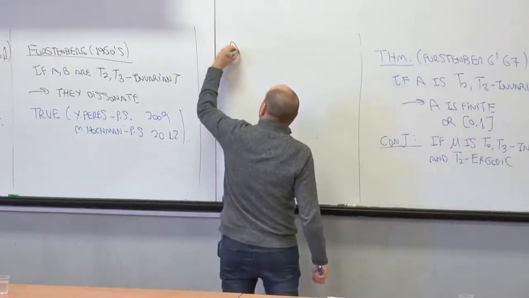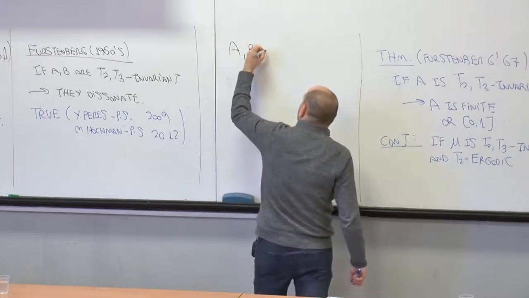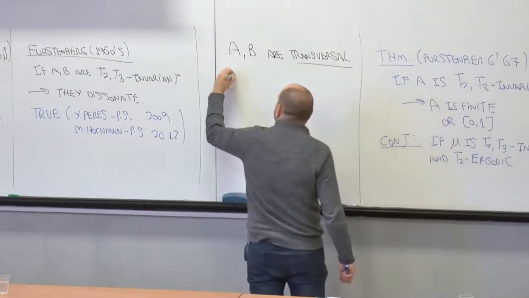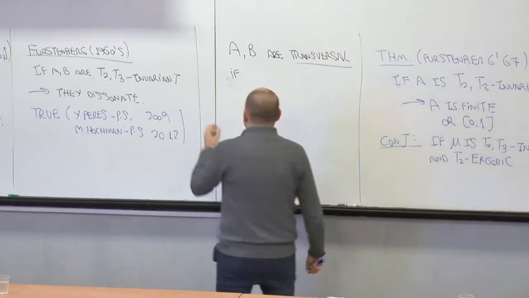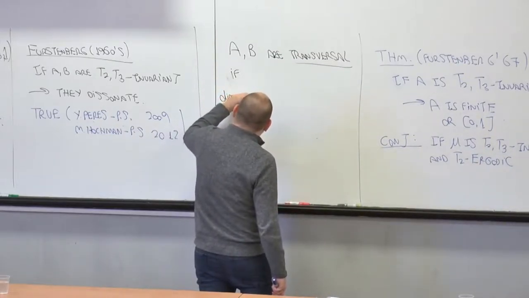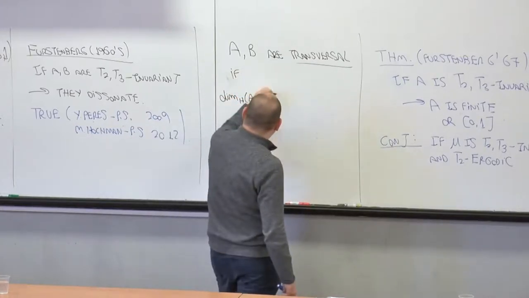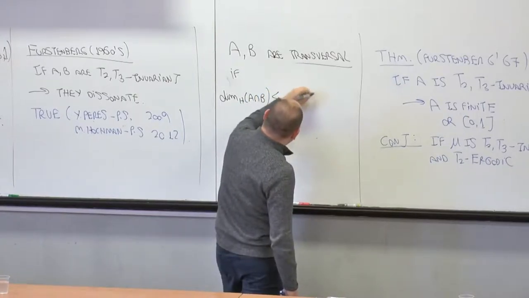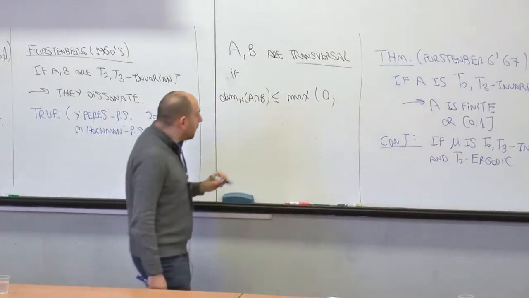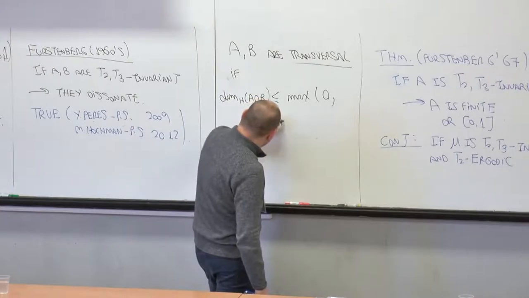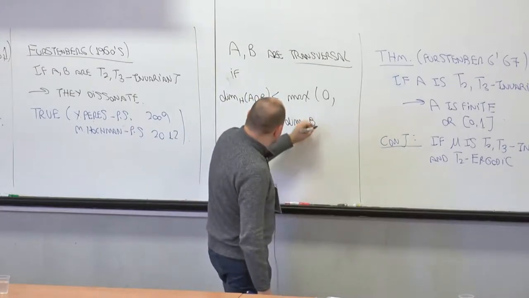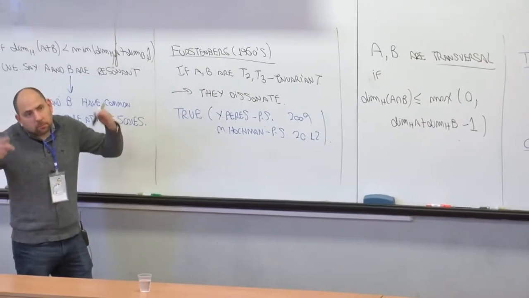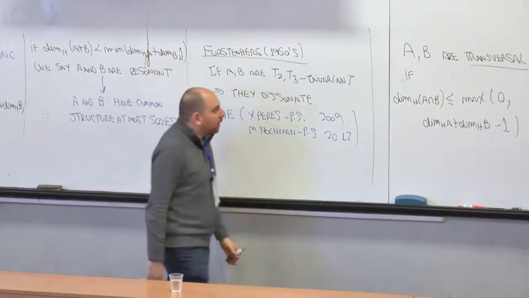So another definition: again, we have two Cantor sets. And now I'm going to say that they are transversal if, instead of looking at the subset, I look at the intersections. They are transversal if the dimension of the intersection is at most the maximum between 0, since it cannot be negative, and the sum of the dimensions minus 1. Again, this is the generic behavior. Two sort of random, typical Cantor sets are transversal.